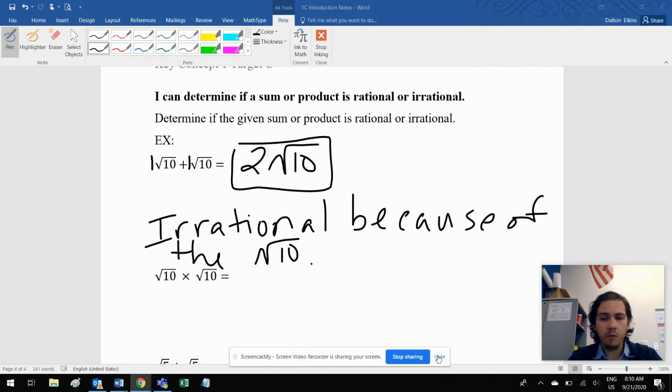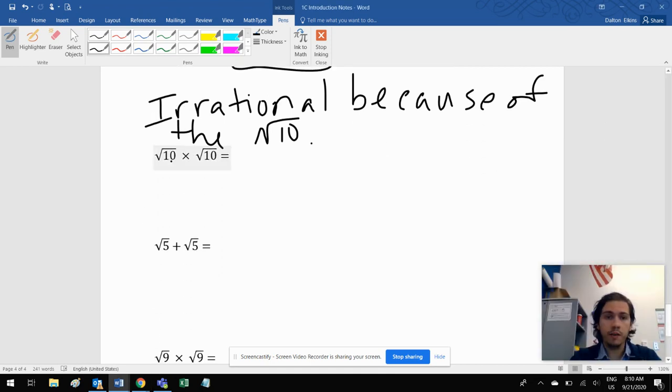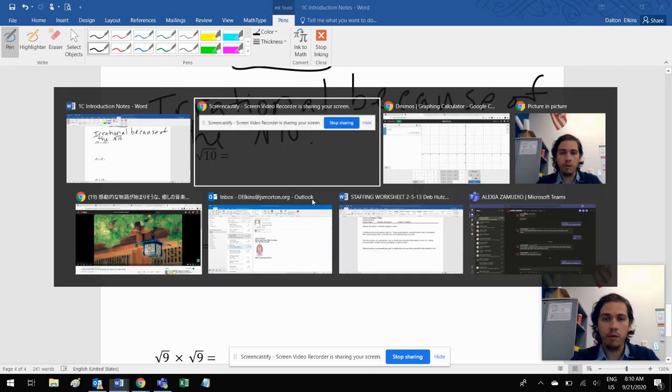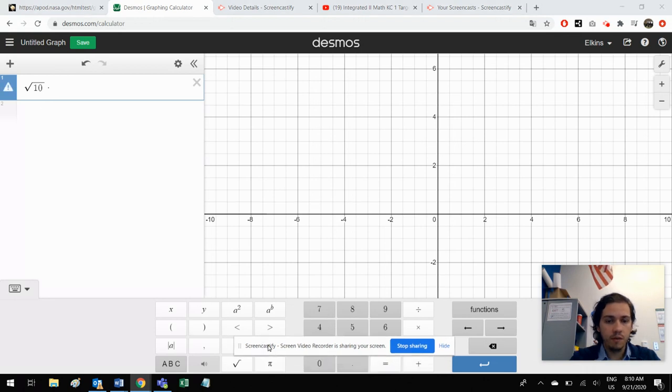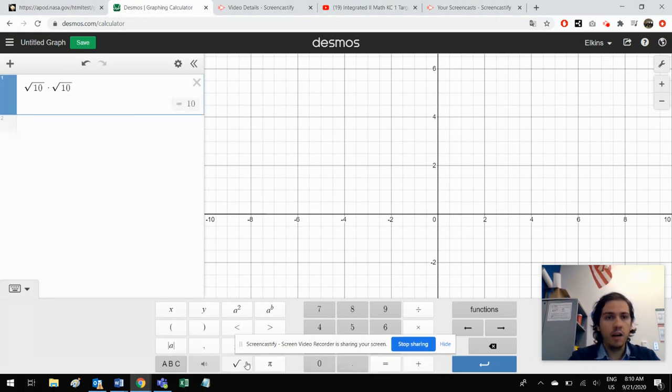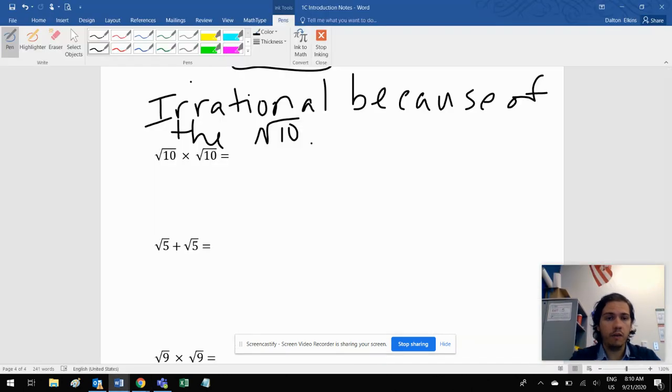Okay, but there are instances where we're going to have numbers that involve square roots but do show up as rational. So let me give you an example here. We have square root of 10 times the square root of 10. We actually talked a little bit about when we multiply the same root times itself. In fact, let me show you this in Desmos. Square root of 10 times square root of 10, and it's just equal to 10. They undo each other in that regard. So square root of 10 times the square root of 10 is just 10.